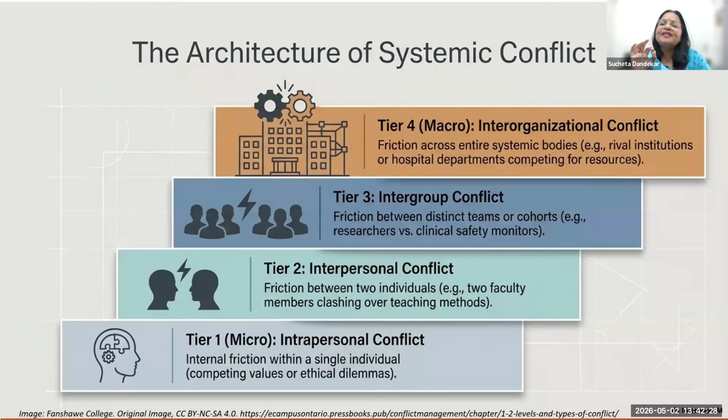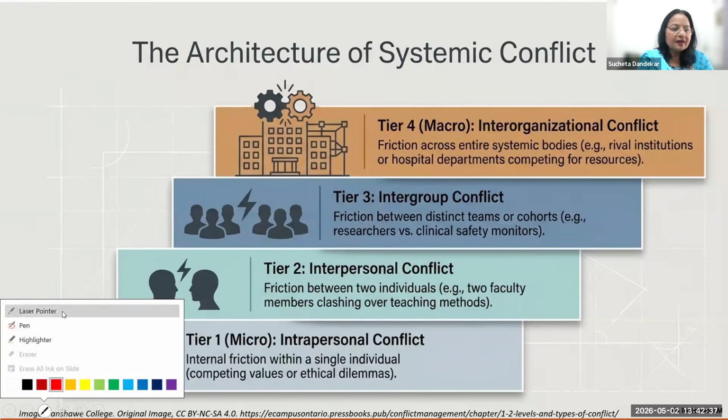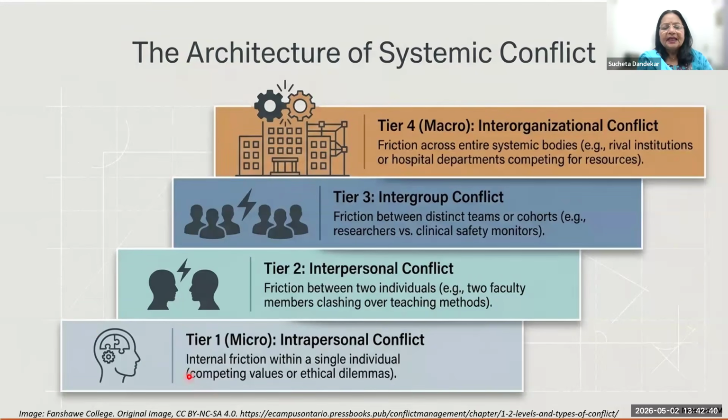So there is an architecture of systemic conflict. The first tier is at a micro level. The first one is tier one, which is an intrapersonal conflict. That means there's an internal friction within yourself. You could have some competing values. There could be ethical dilemmas which you are not able to sort out because something has happened, and it is just going against your own being, and it results in a conflict within yourself. So that is the intrapersonal.